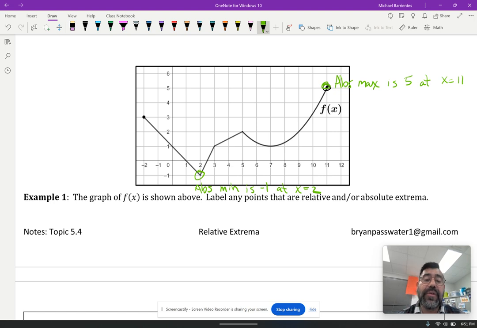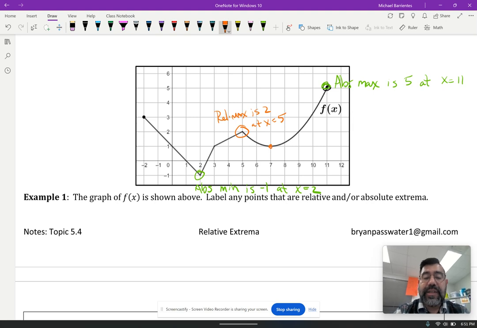So now we know that there is a highest value, there's a lowest value. But in between, there's also some other peaks and valleys, right? Some hills and valleys that can be defined as relative extrema. So we're going to say this is a relative max. I can see that it peaks. It stops increasing, and then it starts to decrease. The relative max is 2 at x equals 5.